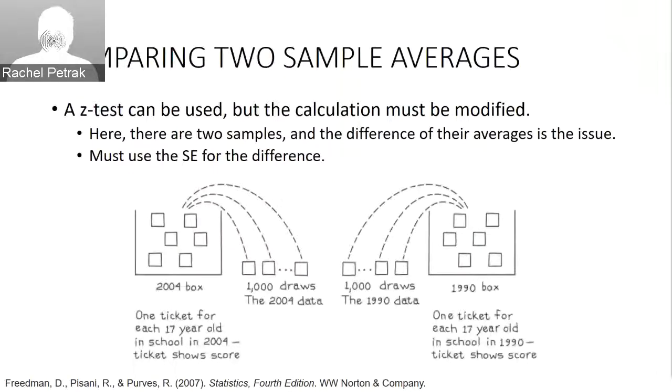So previously, a sample average, remember, was compared to an external standard. Now we have to compare to another group. So we don't have an external standard, and the difference of their averages is the issue. Both averages are subject to chance variability, and the standard error for the difference needs to take that into account.